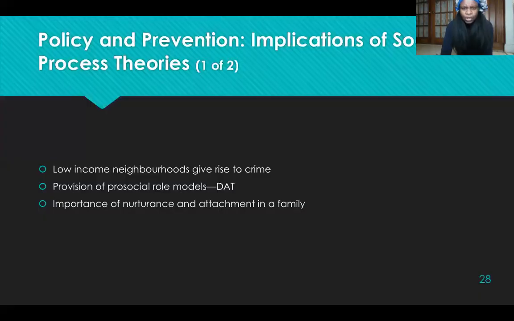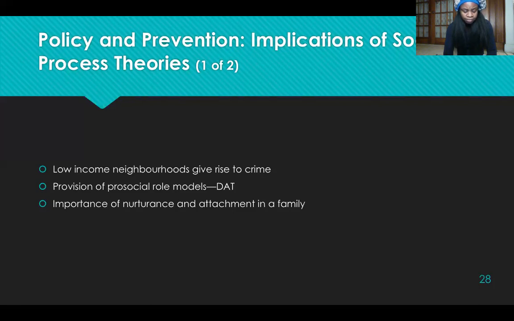So far, sorry for that interruption. I forgot where I ended off, but let's start over with the policy and prevention implications of social process theories.